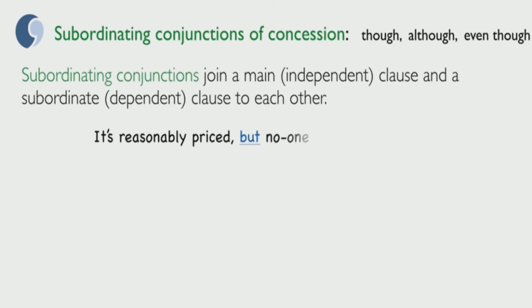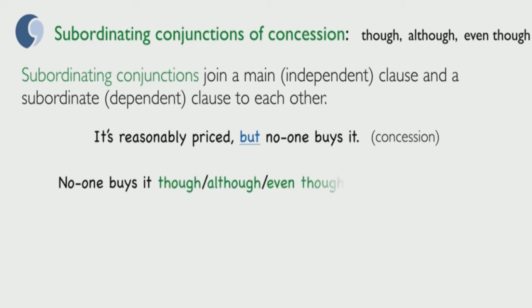It's reasonably priced, but no one buys it. But is a coordinating conjunction. Let's replace it. No one buys it, though, or although, or even though it's reasonably priced. Okay, so please read and repeat after her and after me. It's reasonably priced, but no one buys it. Продукт имеет резонную цену, но никто его не покупает.